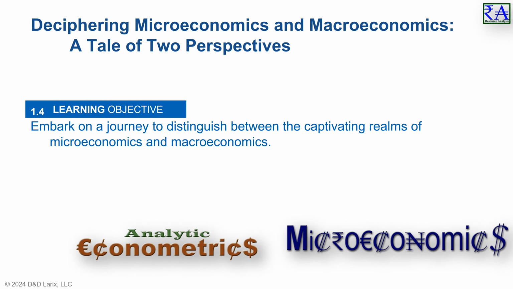Let's look at a real-world example to illustrate both macroeconomic and microeconomic perspectives. Consider a government stimulus package aimed at boosting the economy. From a macroeconomic viewpoint, we analyze how this stimulus impacts overall economic growth and unemployment rates. We ask questions like, "Does the stimulus lead to higher GDP, or does it reduce national unemployment rates?" From a microeconomic perspective, we focus on how the stimulus affects individual businesses and households.